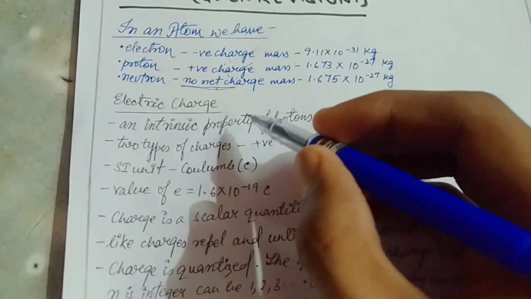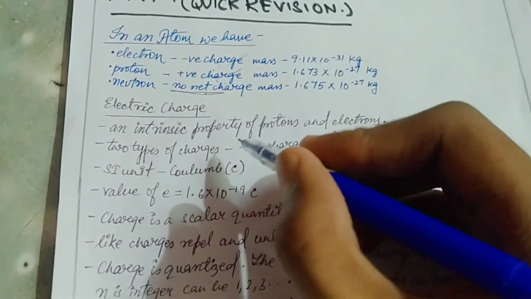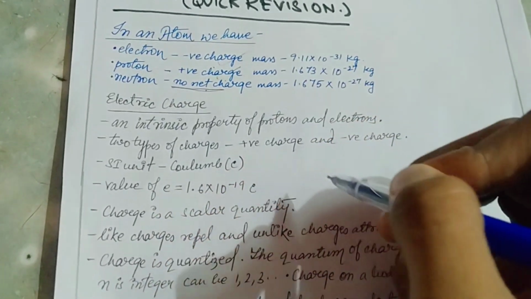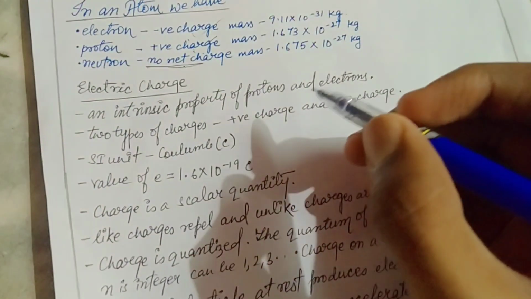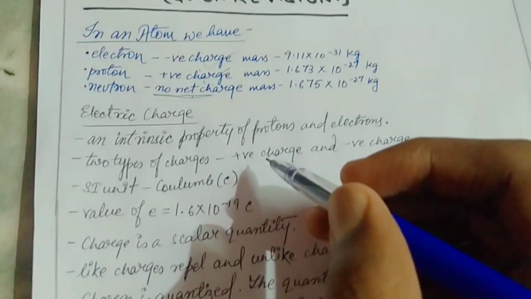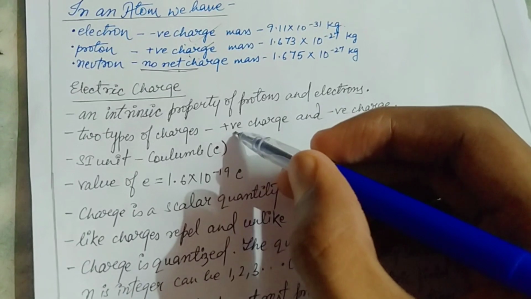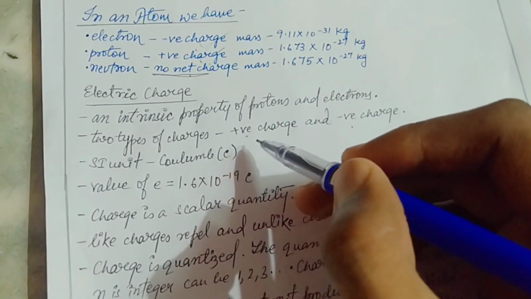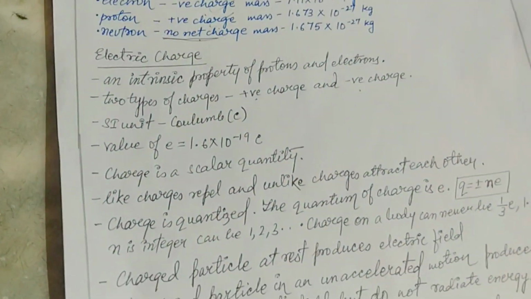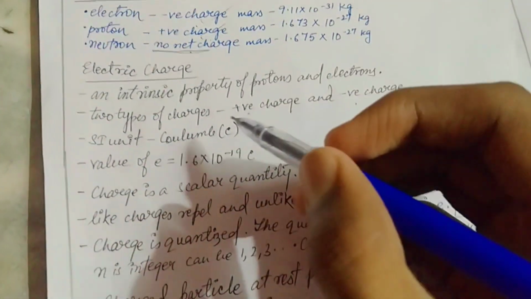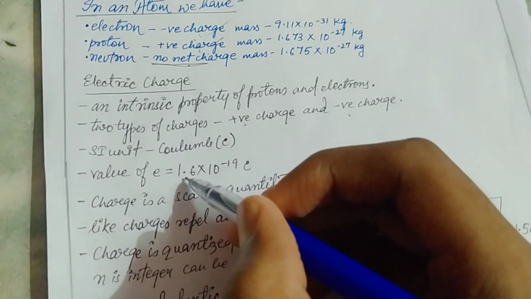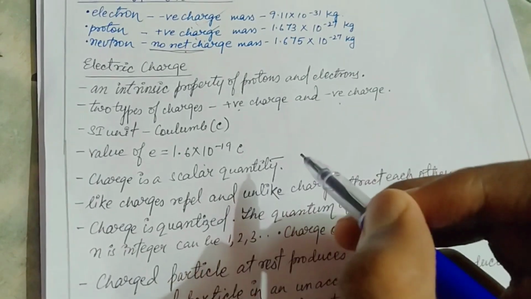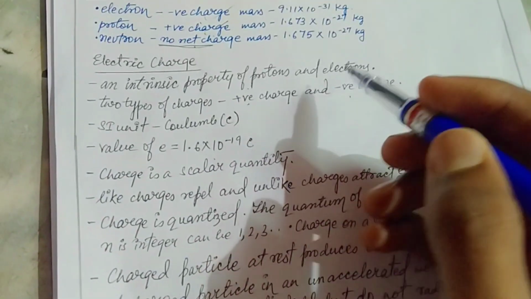So the next part is electric charge. Electric charge is an interesting property of protons and electrons, and it has two types of charges, positive and negative. Till now, we have discovered only the positive and the negative charge. The SI unit of electric charge is coulomb. The value of e is 1.6 into 10 to the power minus 19 coulomb. Charge is a scalar quantity.